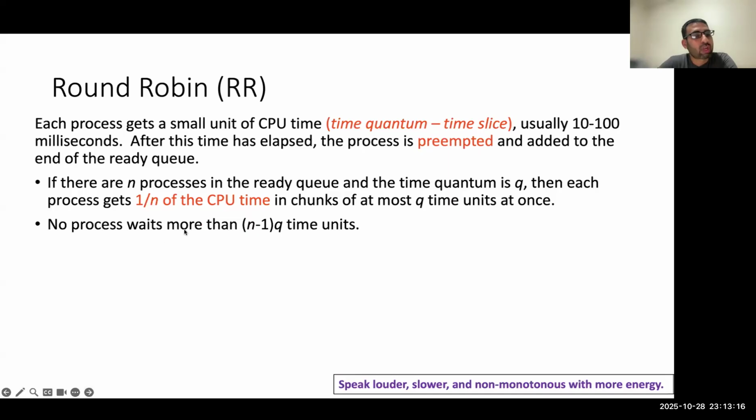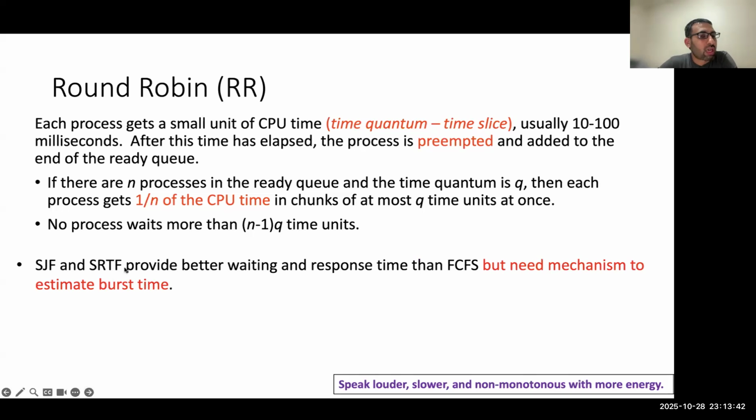In this way, no process will wait more than (n-1)q time units. So let's say there are 4 processes A, B, C, and D. Let's say A is waiting for B, C, and D to run, and then it will get its turn. So how many times will it wait? It will wait for n minus 1, which is 3 times q time units.